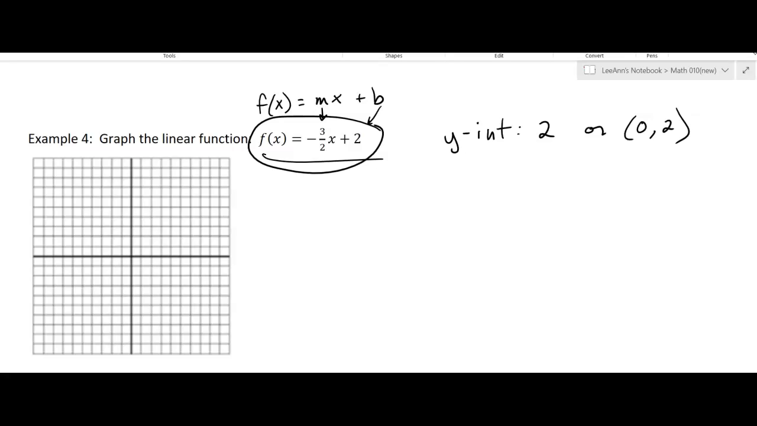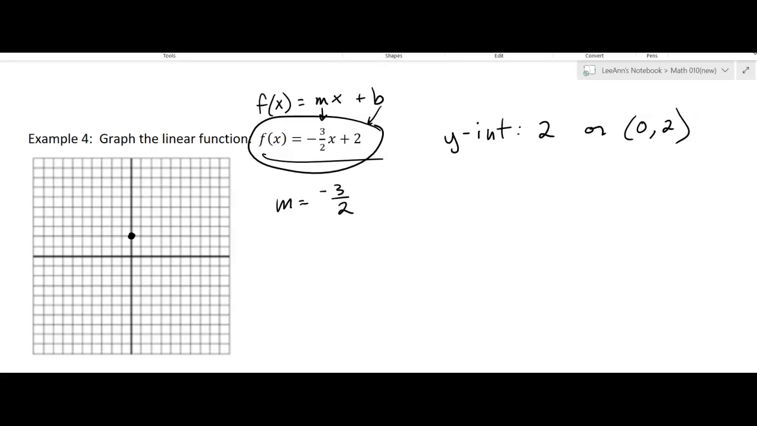Okay, when we graph using the slope and the intercept, you're going to graph the intercept first. So I'm going to go to 2 on the y-axis. It's the y-intercept, that point there, 0, 2. And I'm going to put a point right there because that's one of my points. Then I'm going to use the slope to get more points.